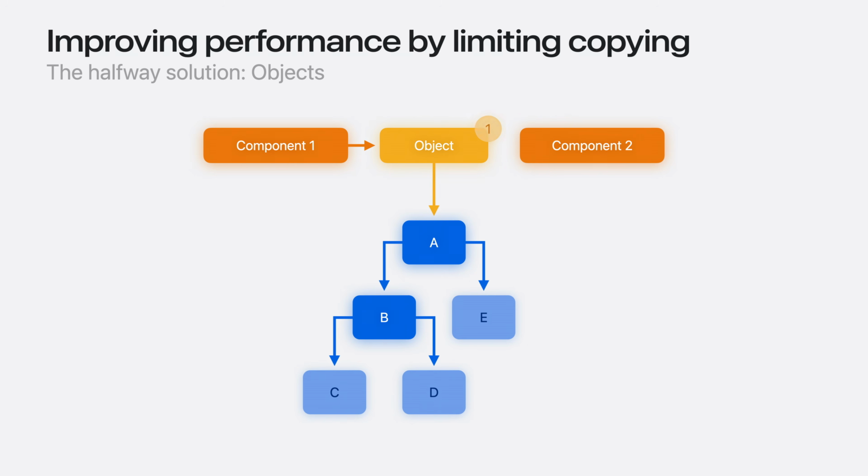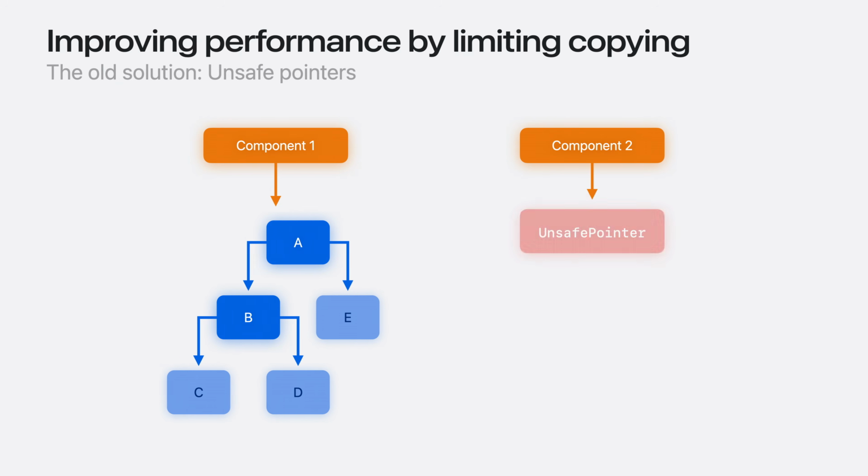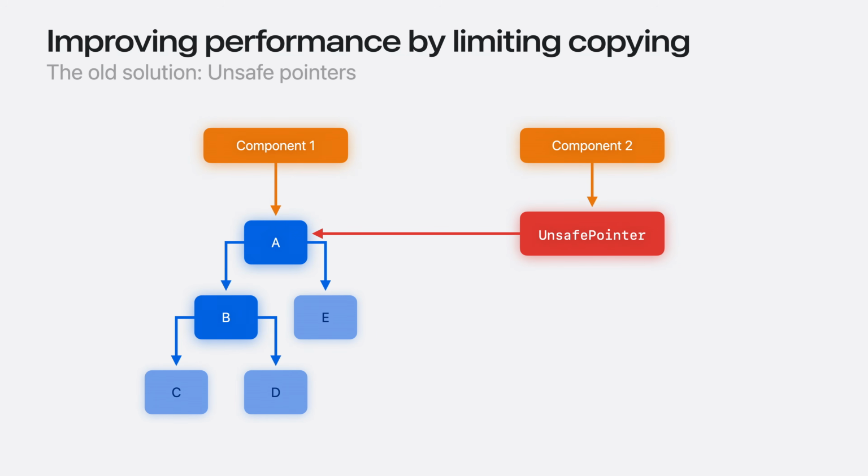After all, objects are reference counted, and passing an object changes its reference count. Releasing and retaining an object has less overhead than copying a large value, but it still might be too slow for the most performance-sensitive code. When objects aren't an option, you've traditionally had to pass an unsafe pointer to the storage instead.